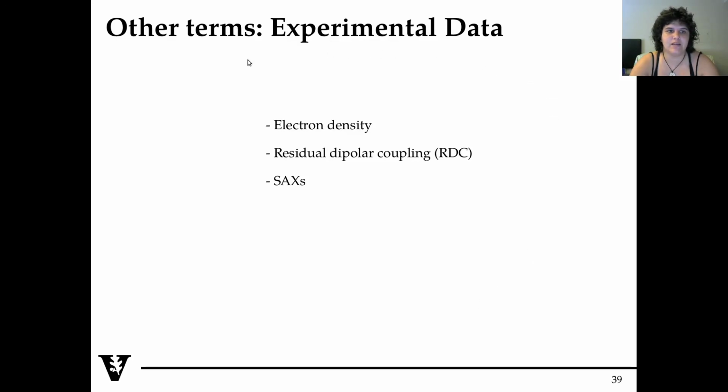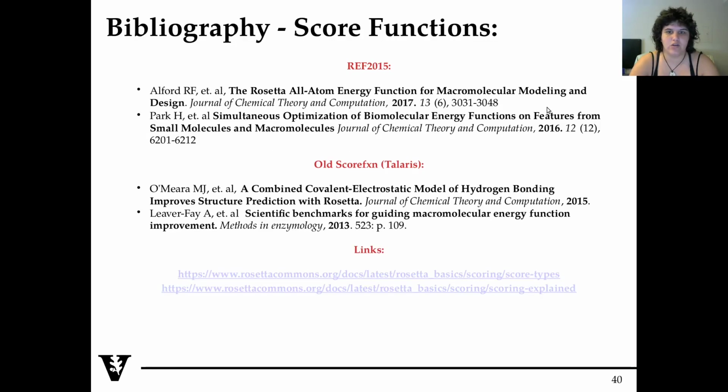The last thing that Rosetta can do is integrating experimental data, for example, electron density, residual dipolar coupling, or SAXS, into the score function. There are groups that are working in many different experimental interfaces with the computational side, and many of them, I think you will have the electron density tutorial later on. So that is all for the scoring function.